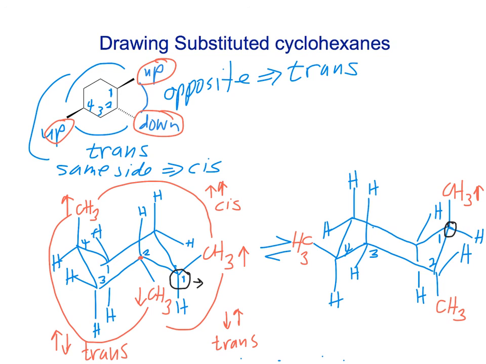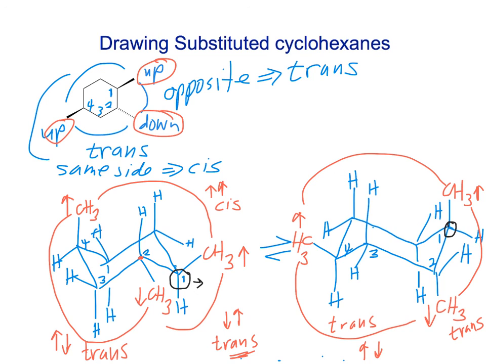Okay? Now the cis and trans relationships need to remain the same. Okay, so if we compare this methyl group with this methyl group here, one is up, one is down, these are trans. Okay, just like they were before. We compare these two, this one's up. We have one that's up and one that's down. These are also trans, just like they were before. And this methyl group to this methyl group, both are up, and so these are cis.